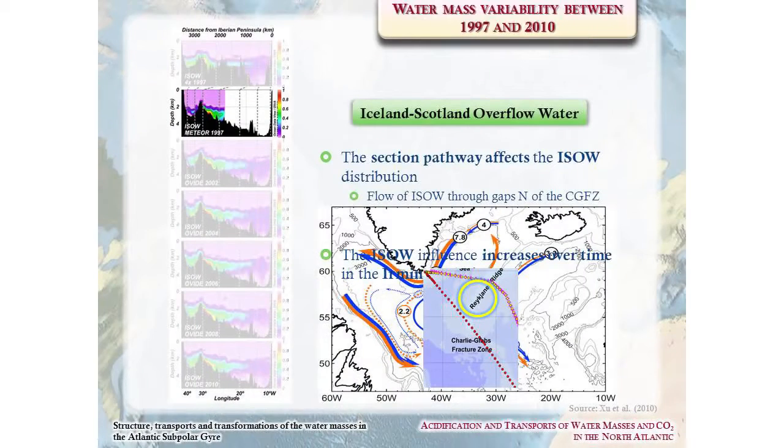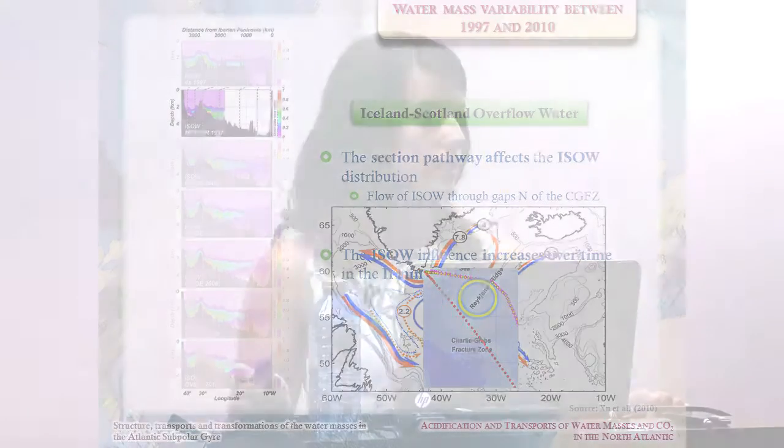In the case of the Iceland-Scotland overflow water, we also observe that the section pathway is an important component of the variability of the distributions of this water mass. For the FOUREX section, we observe that the percentages of the core located at the eastern flank of the Reykjanes Ridge fall below 70%, whereas for the Meteor section, this core presents percentages greater than 80%. And this may be explained by the existence of a flow of part of this water mass through gaps north of the Charlie-Gibbs fracture zone, in between both section lines. That makes lower amounts of Iceland-Scotland overflow water arrive at the FOUREX section.